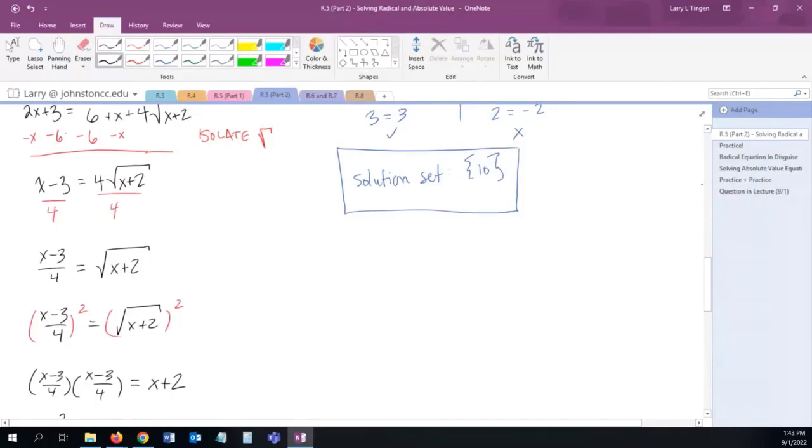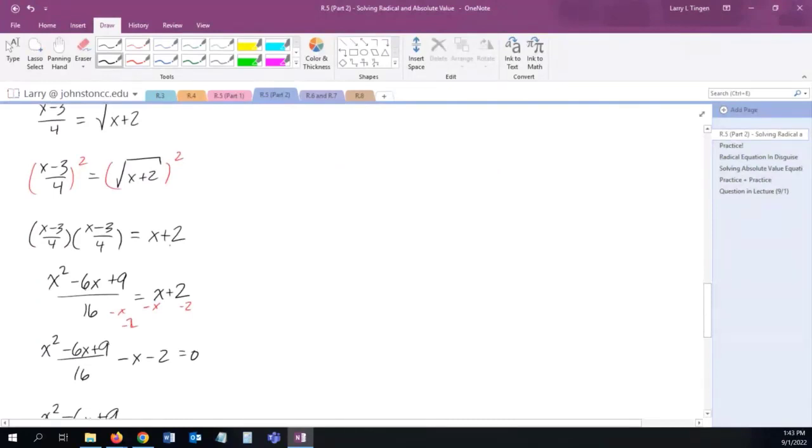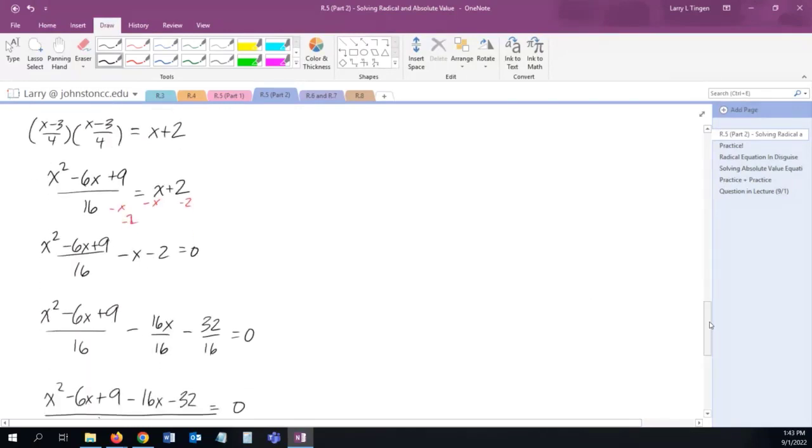But then squaring both sides, I've got a rational expression on the left, a radical on the right, divided by 4, and I squared both sides. So I'm just repeating the process of what I did before. So x minus 3 all divided by 4, quantity squared, is just x minus 3 over 4 times x minus 3 over 4. Square the square root, multiply fractions, numerator x minus 3 times x minus 3 gives me x squared minus 6x plus 9, right? And then 4 times 4 is 16. I now have a quadratic.